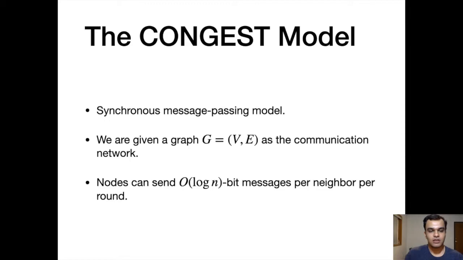The CONGEST model is a synchronous message passing model where we are given a graph, which is the communication network, and the nodes can send log n bit messages per neighbor per round. Notice that the main difference between the MPC and the CONGEST model is in the communication network, where in the CONGEST model, the input graph is the same as the communication network, and in the MPC model, we are given an input graph, but the communication network is an all-to-all communication network.